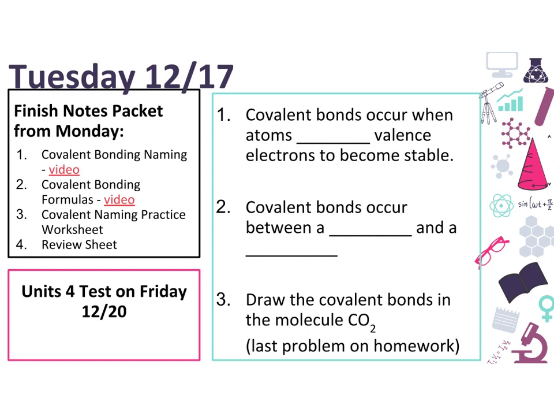Okay, so our question of the day today says, covalent bonds occur when atoms blank valence electrons to become stable. So remember the options are lose, gain, or share. So with covalent, we are sharing valence electrons. Okay, so the reason we're sharing is that covalent bonds occur between a nonmetal and another nonmetal. So all of the elements we're working with are on the right side of the periodic table.